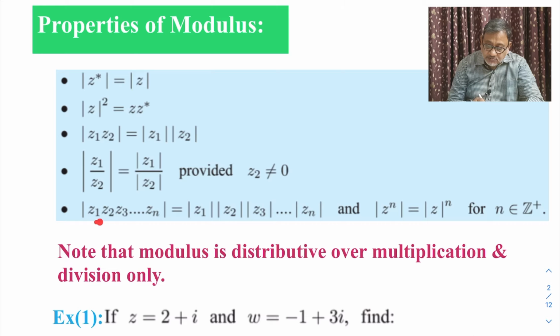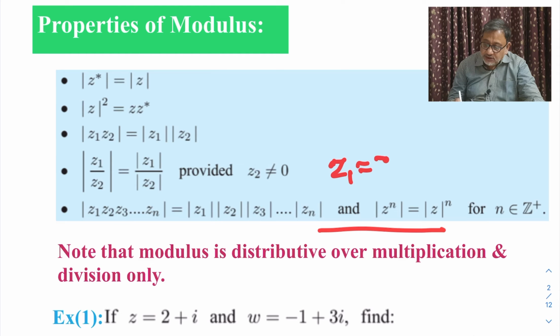Now applying this property again here, modulus of z1 into z2 into z3 into zn, multiplication of the n complex numbers, and their modulus is the same as modulus of each one of them multiplied separately. So modulus of z1 multiplied by modulus of z2 multiplied by modulus of z3, and so on, multiplied by modulus of zn. And this we can write as modulus of z to the power n is equal to modulus of z bracket to the power n.